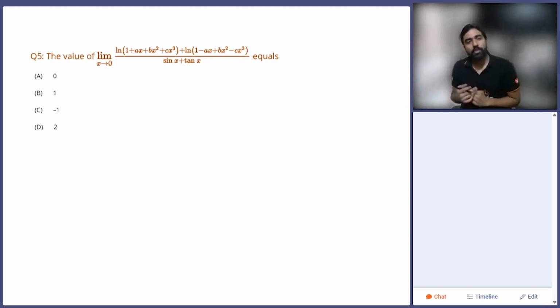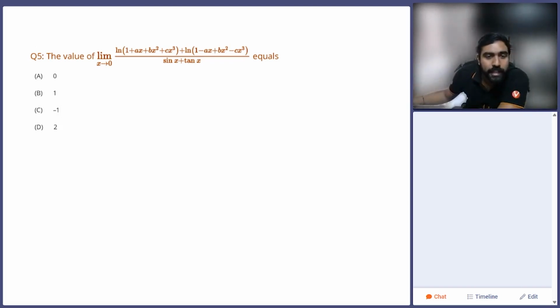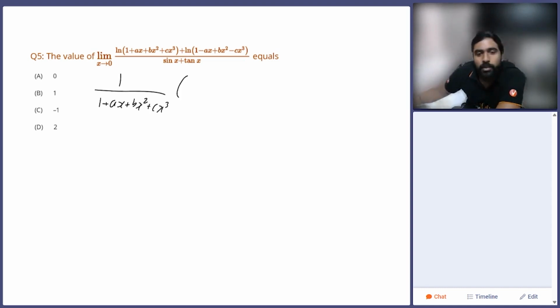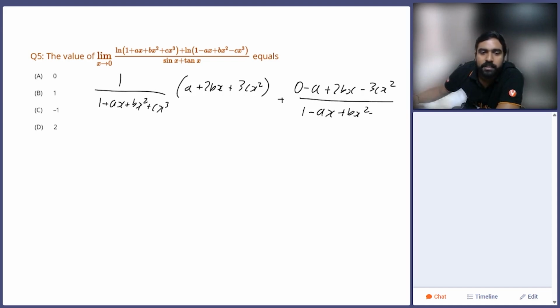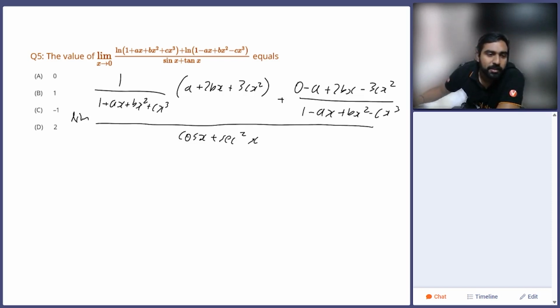Moving on. What do we have here? We have to find a limit ln1 plus ln1 divided by 0 plus 0. It's a 0 by 0 form. L'Hopital. What does L'Hopital state? I'll have over here 1 upon 1 plus ax plus bx square plus cx cube into, what is the derivative over here? 0 plus a plus 2bx plus 3cx square plus, over here what do you get? Directly write the derivative over here. 0 minus a plus 2bx minus 3cx square divided by 1 minus ax plus bx square minus cx cube whole divided by cos x plus sec square x, limit x tending to 0.